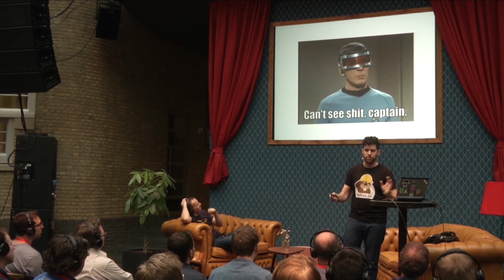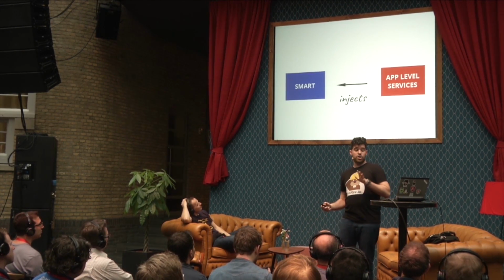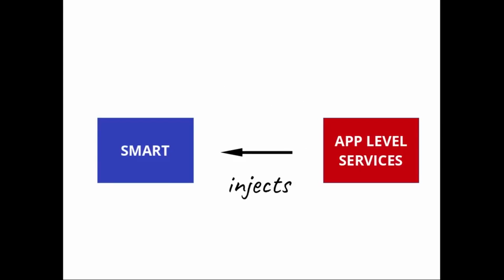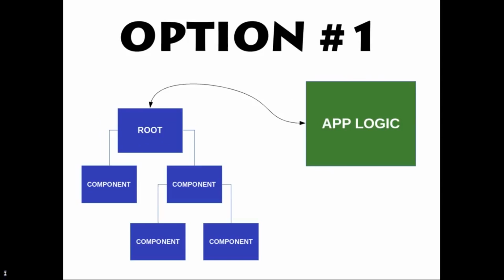They shouldn't know about the application. Smart components, on the other hand, should inject app-level services, okay? So they can get state from them and call methods on them, and then pass this information to the dumb components.